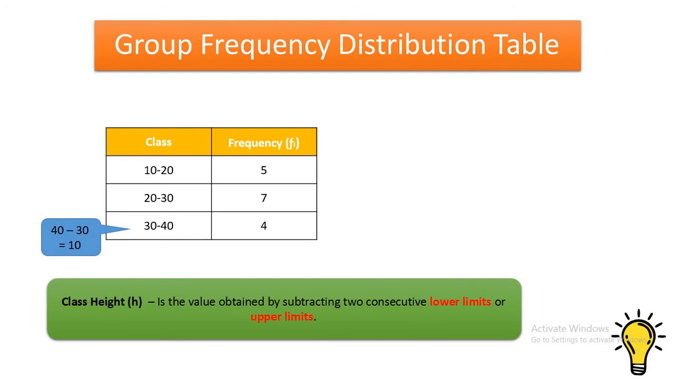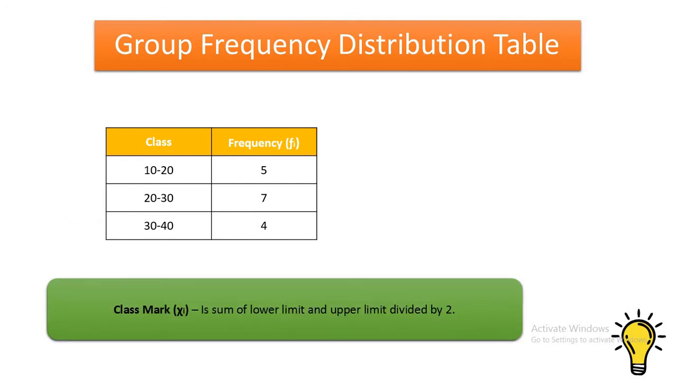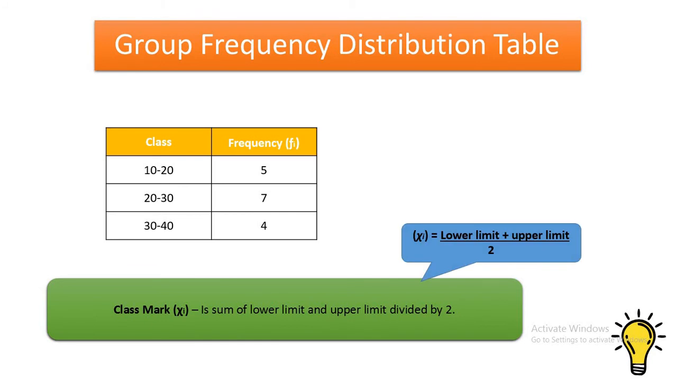Now there is one more very important term which you guys need to remember, called class mark. This is denoted by xi. It is nothing but the sum of the lower limit and the upper limit divided by 2. It can be given as a mathematical expression like this: lower limit plus upper limit divided by 2 gives you the class mark. Do remember the symbol of class mark.